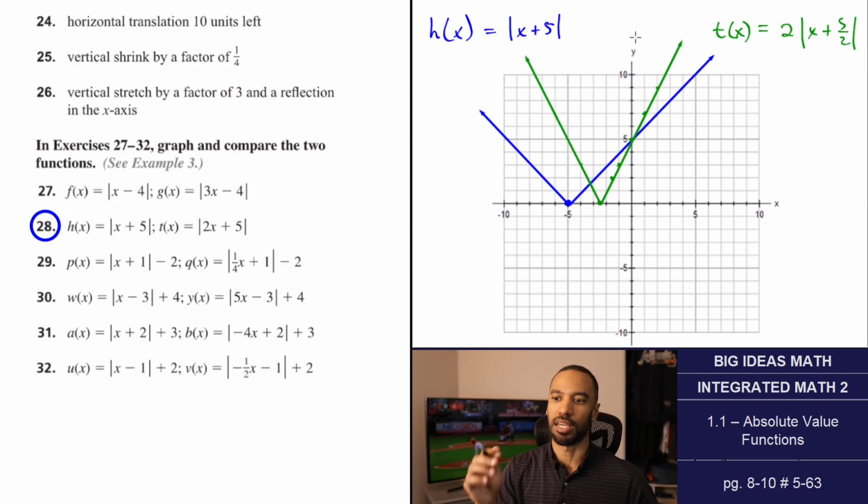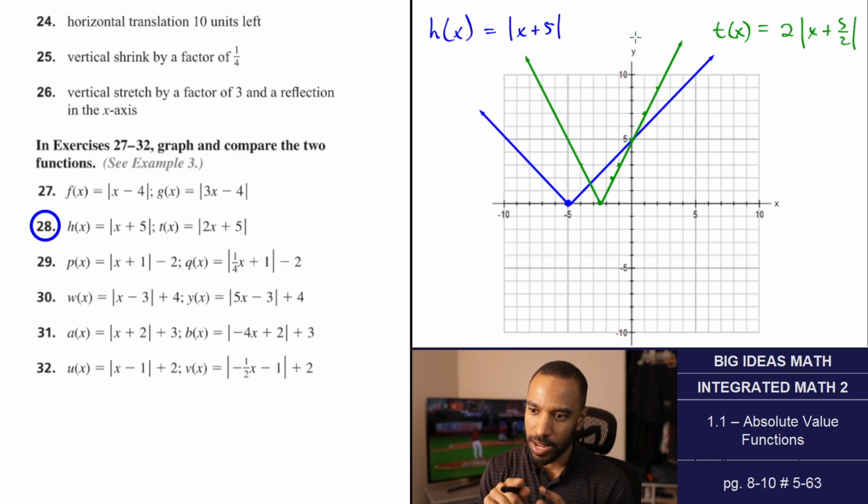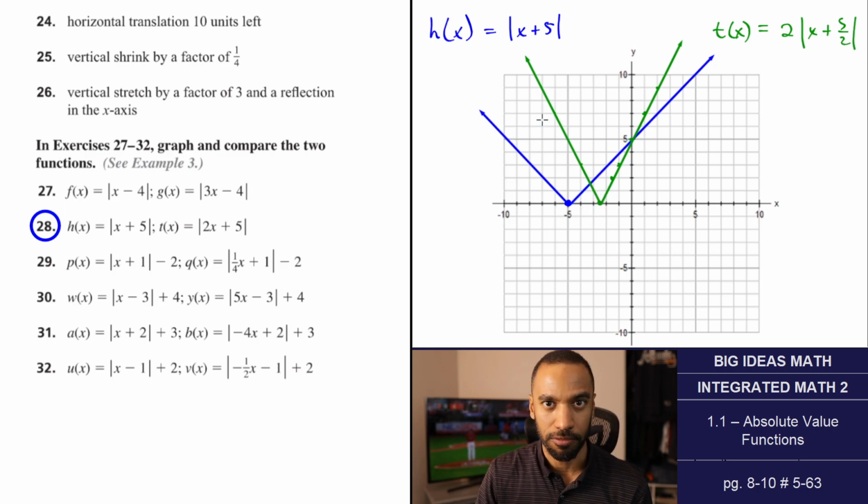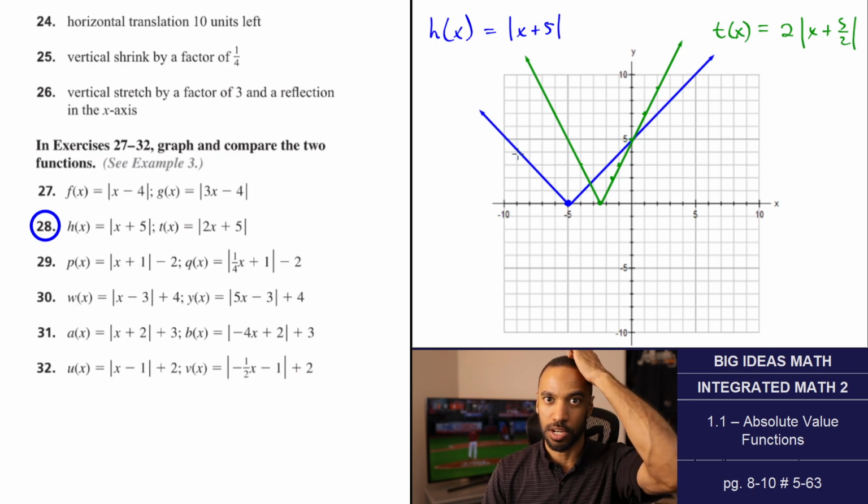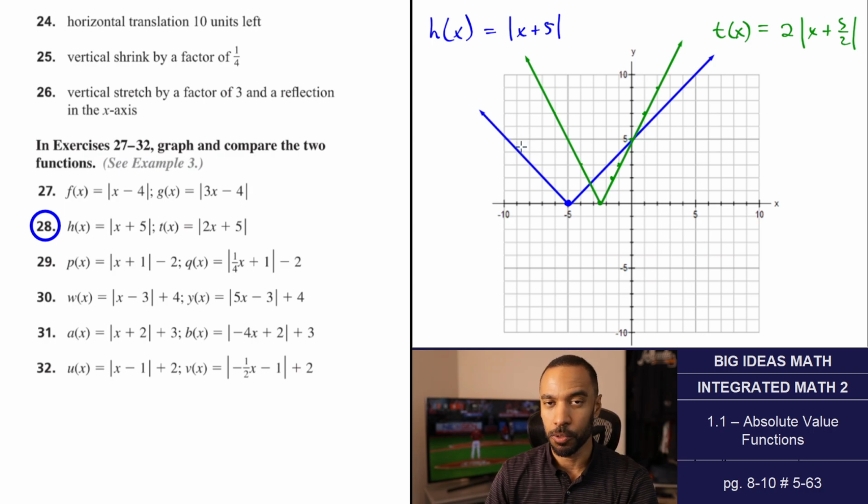Okay, compare h to t. To go from h to t, we got to translate 2 1/2 units to the right, vertically stretched by a factor of 2. I should say the stretch first. Vertically stretched by a factor of 2, translate 2 1/2 units to the right.